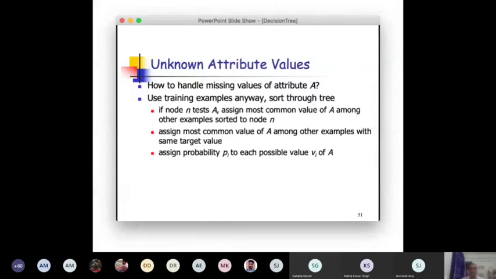Or you can have some probabilistic way of inferencing, use the probabilities. Any question?